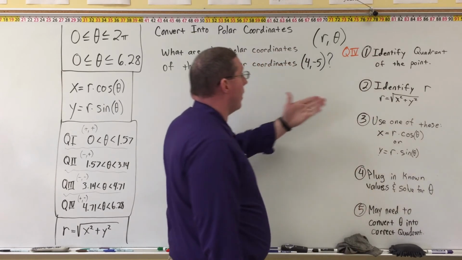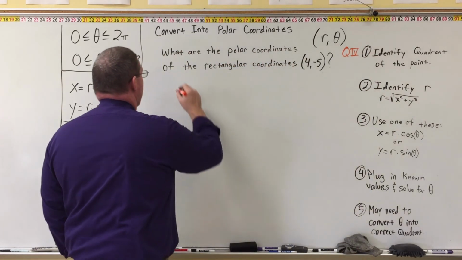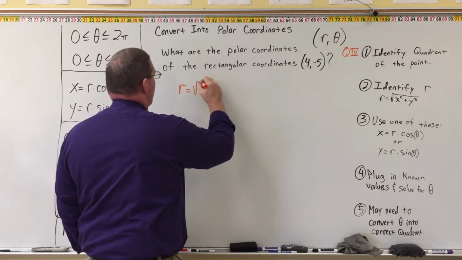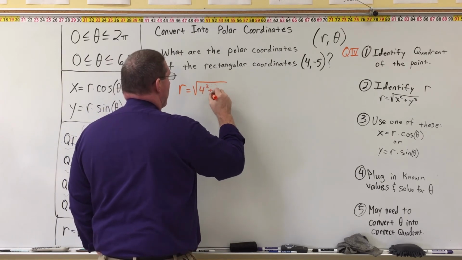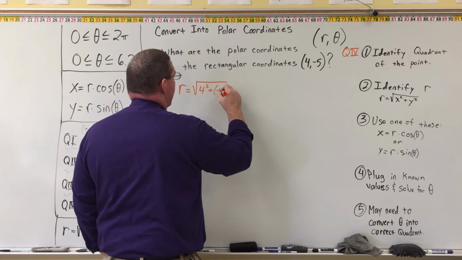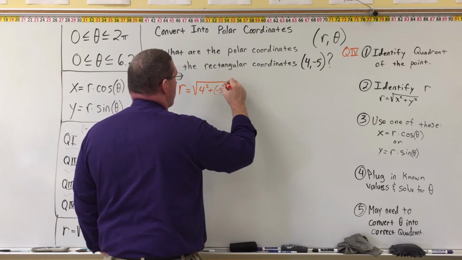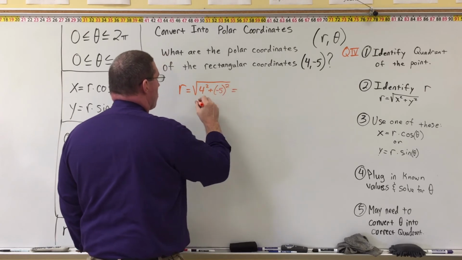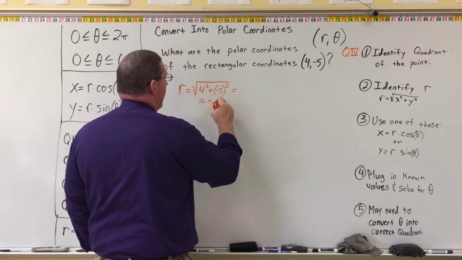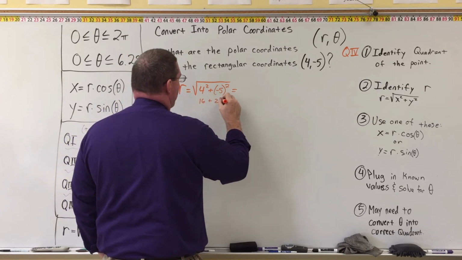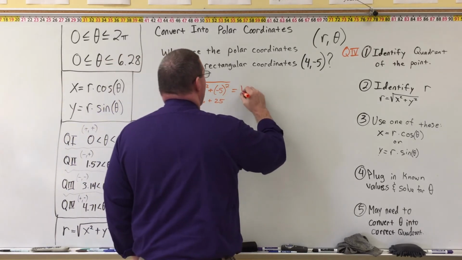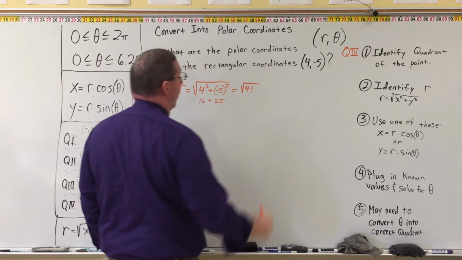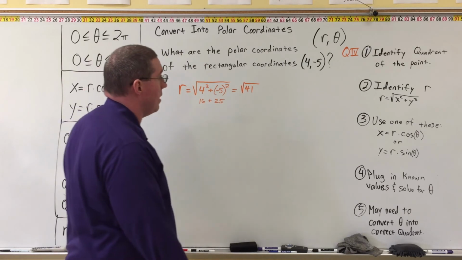Okay. Now we got to identify the radius, and so r is going to be equal to the square root of x squared, so that's 4 squared plus y squared, which is -5 in parentheses, then squared, right? Well, 4 squared, that's 16. -5 times -5, that's positive 25. So 16 plus 25, that's 41. So it's going to be the square root of 41, okay? Now we've got our radius.